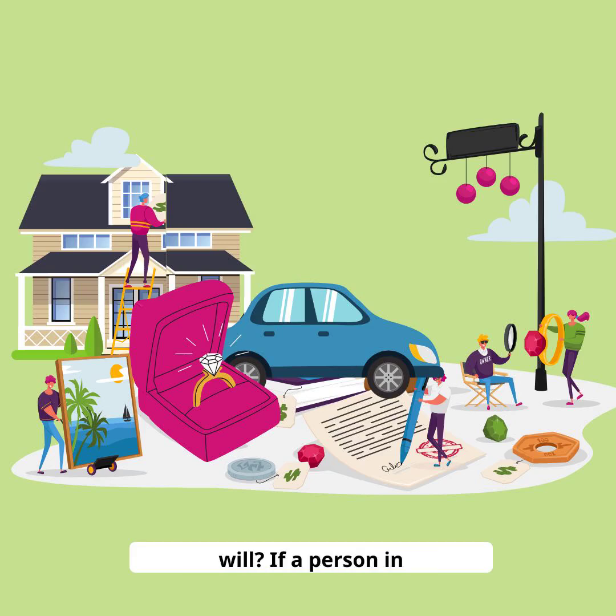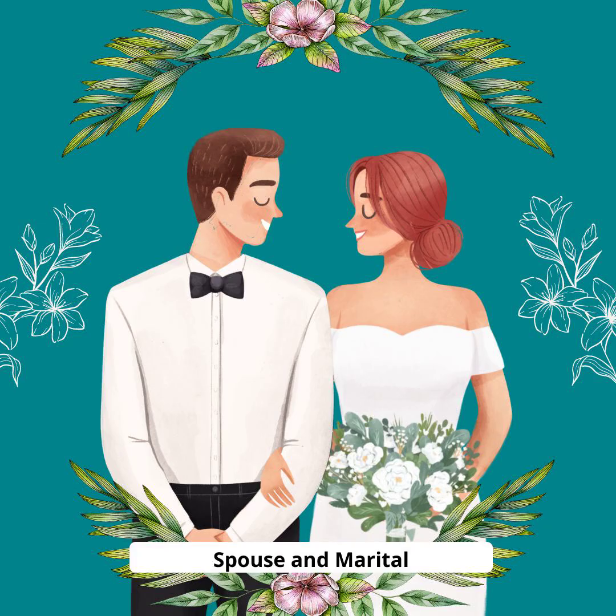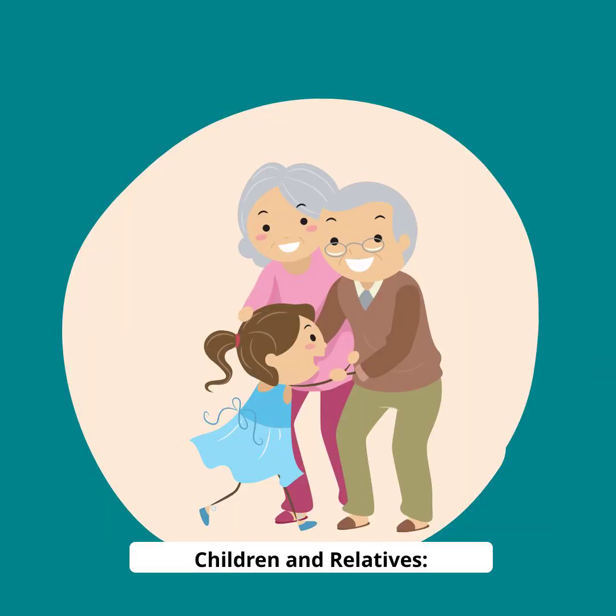If a person in Louisiana dies without a will, state law decides who inherits their property. Intestate succession is the term for this process. Several factors determine the division of the property. Spouse and marital status. Is there a surviving spouse? Were they married under community property laws? Children and relatives. Are there children or other close relatives?